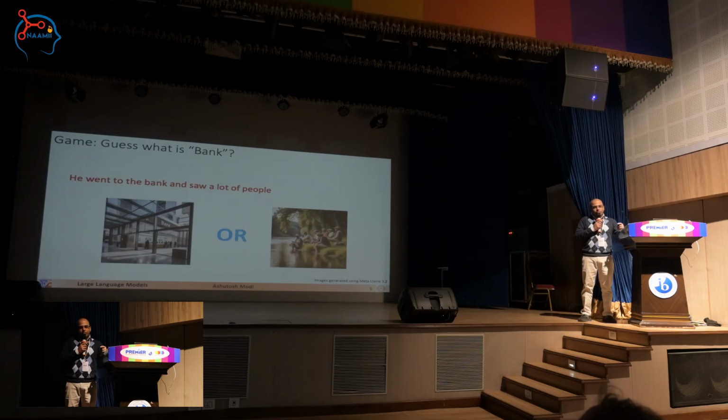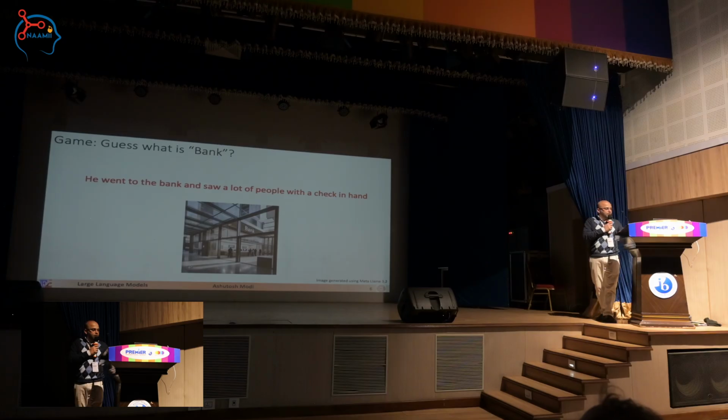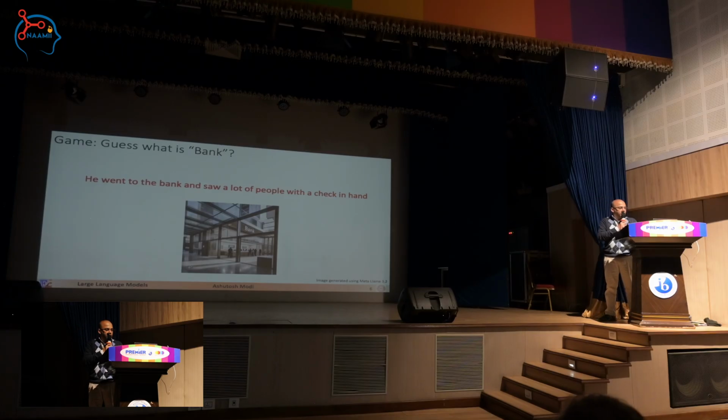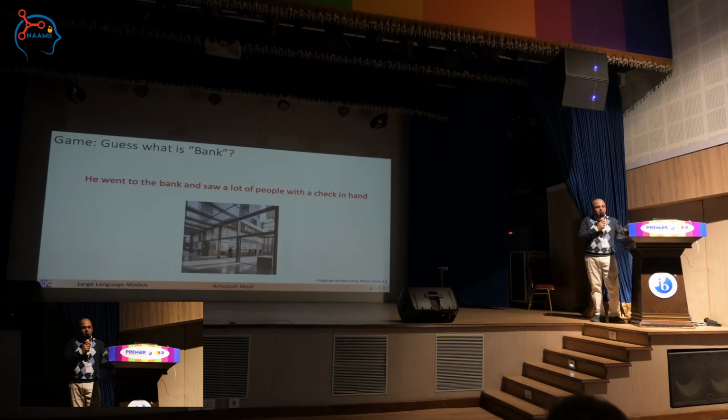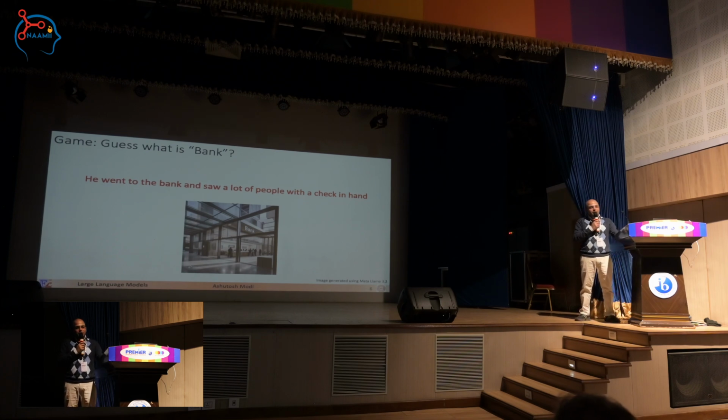But if I continue the sentence further, he saw a lot of people with a check in hand, that completely disambiguates the sentence. The word check, which you see here, gives you a complete idea of what the bank is about, right? You cannot expect a check to be at the river bank, right? That's very unusual, unless you are up to something. Usually the check would be at the financial institution, right?